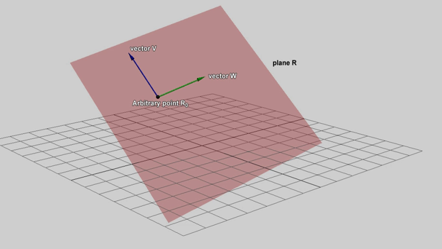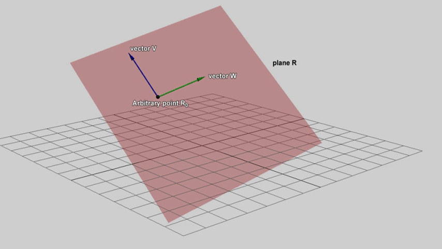This is just a linear equation: ax + by + cz + d = 0, where d = −(a x0 + b y0 + c z0).